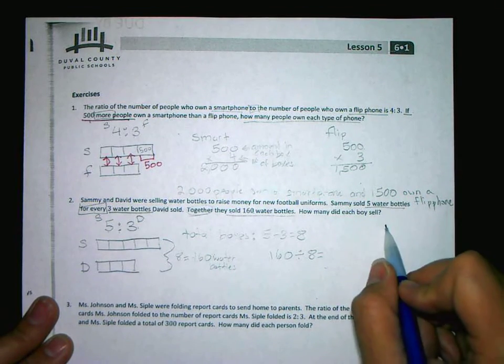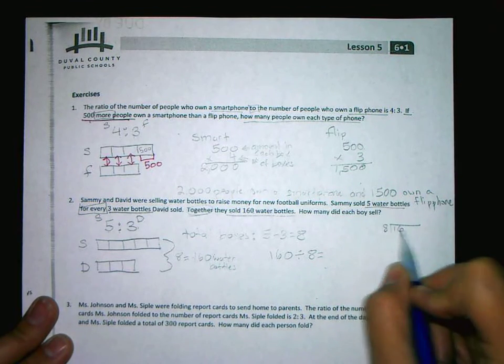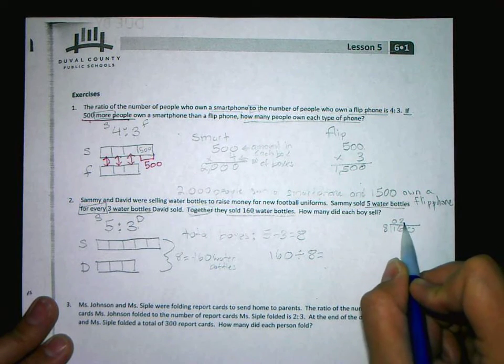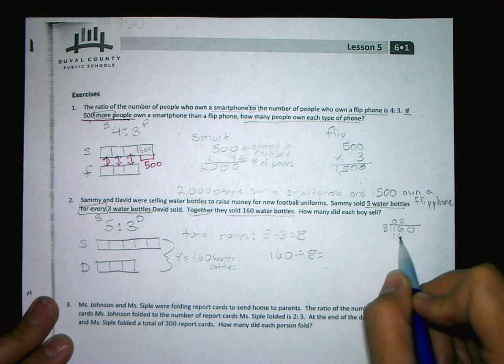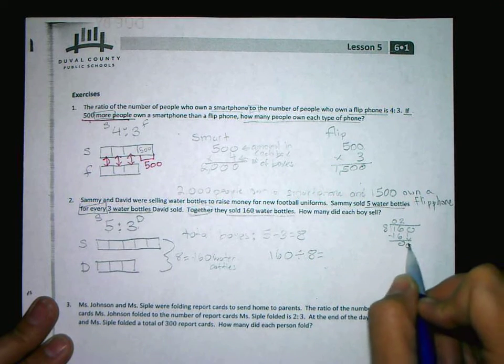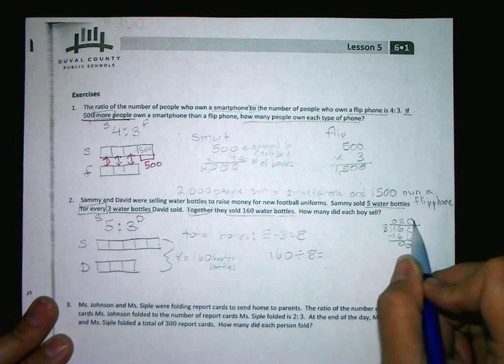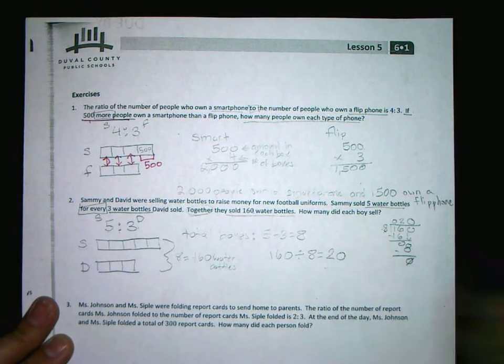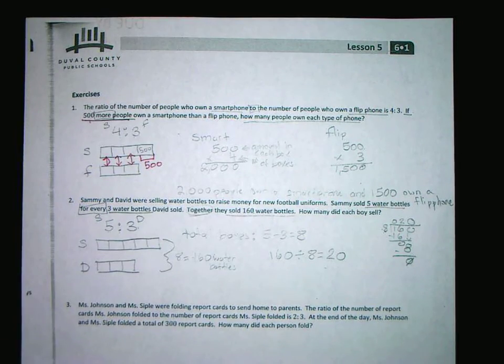And if I do my long division just to make sure, because you always want to make sure your math is correct, 8 doesn't go into 1, it does go into 16 2 times. 2 times 8 is 16. Subtract, you get 0, bring down the 0. Finish out your division. 8 goes into 0 0 times. 0 times 8 is 0. 0 minus 0 is 0, so that's 20. So now each box is worth a magical 20 water bottles.